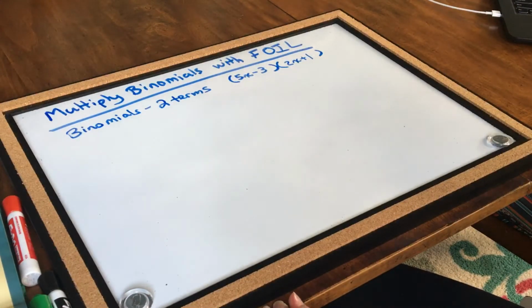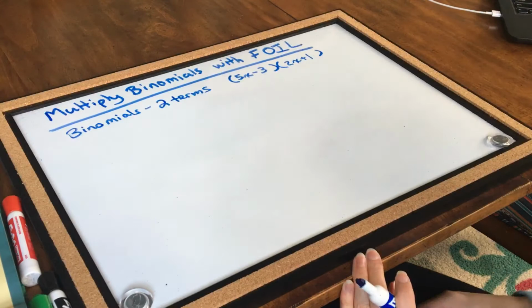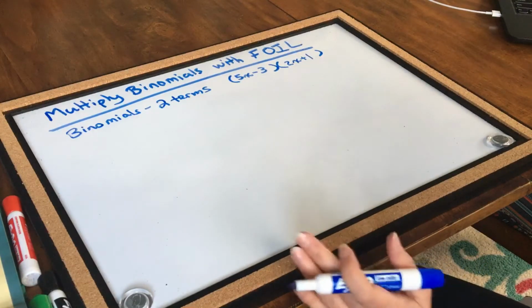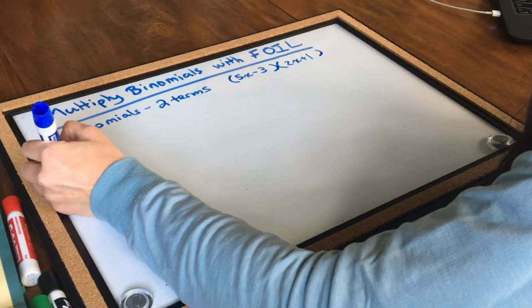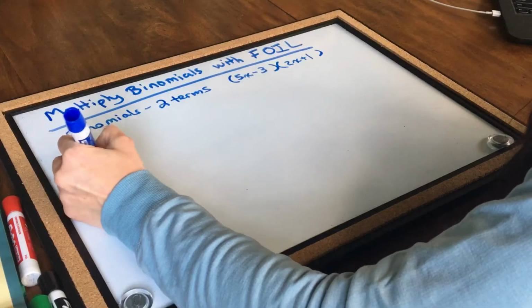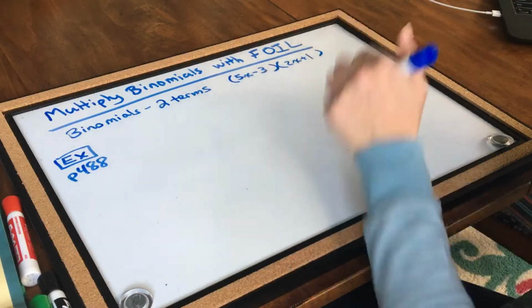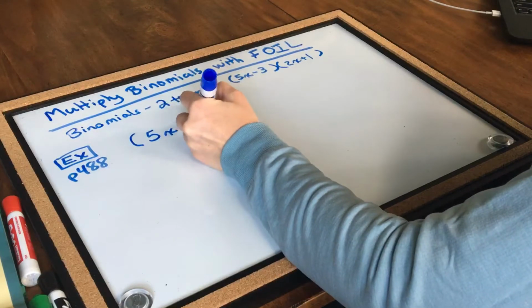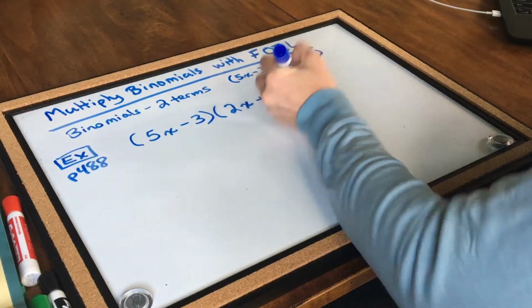Okay? FOIL stands for first, outside, inside, last. When we do this, it's sort of like doing the distributive property twice. And it's much easier to see if we're actually doing it in an example. So this example is on page 488. It's the same place where you're going to be doing your gotta check in a little bit. Okay, so let's take this expression and work on it. So I'm going to be multiplying 5x minus 3 times 2x plus 1.